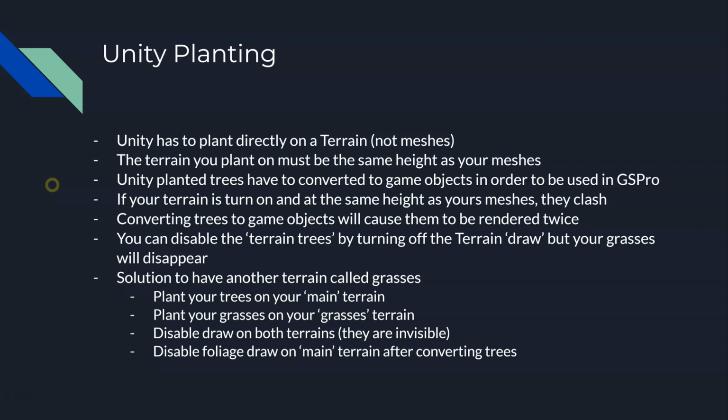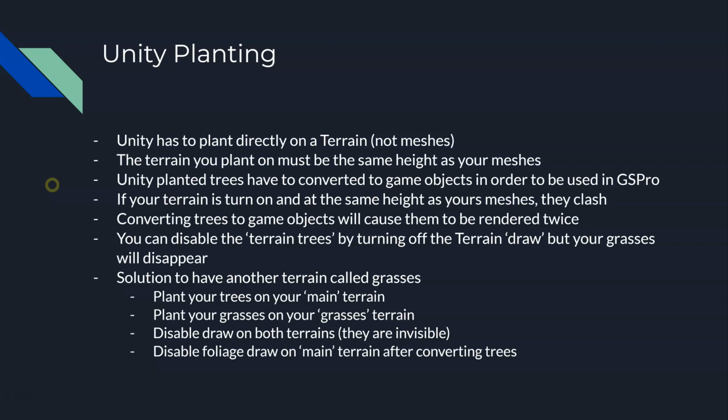So here's another problem. If your terrain is turned on, in other words, it's made visible, it's going to be at the same height as our meshes and they're going to clash. It's going to look horrible. So we have to work a way around that as well, and we'll talk about that.